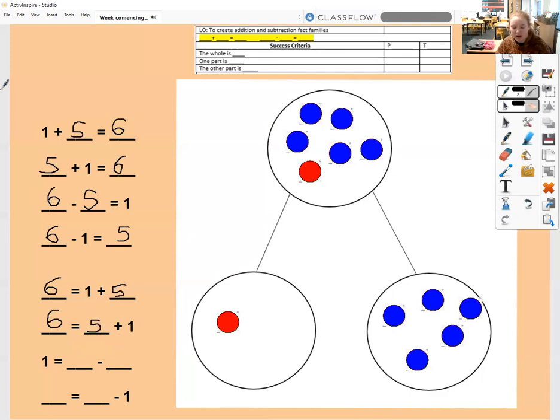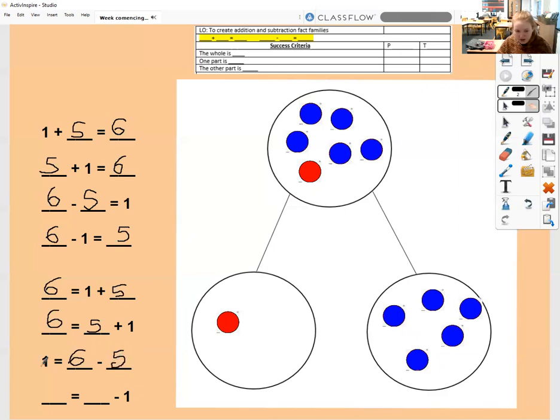Last couple. Let's look. They are going to be subtraction number sentences. In a subtraction number sentence, this is telling me that my remaining part is 1. I know that my whole is going to go before my subtraction symbol. So my whole is 6. 6 subtract my first part, which is 1, 2, 3, 4, 5. 1 equals 6 subtract 5.